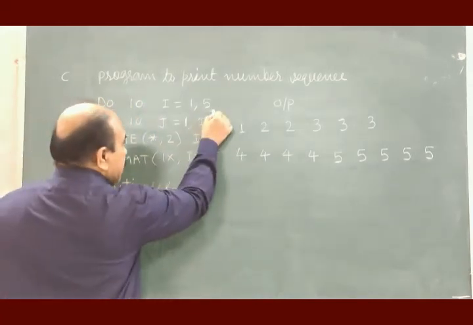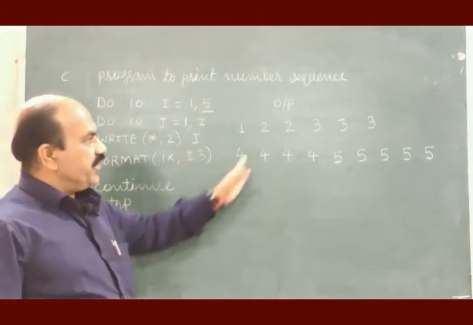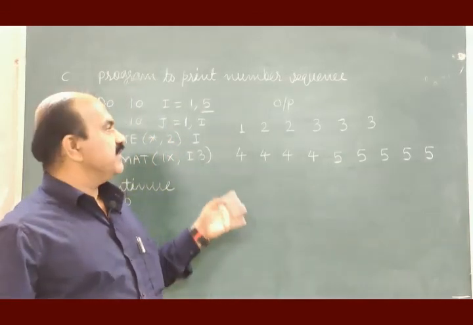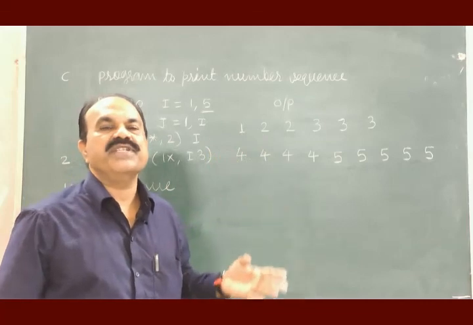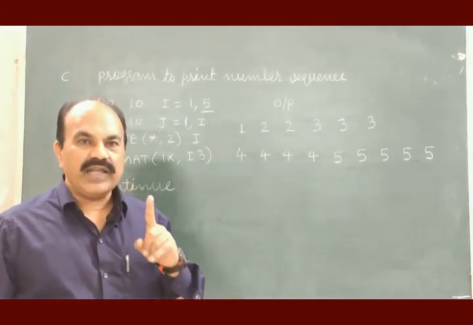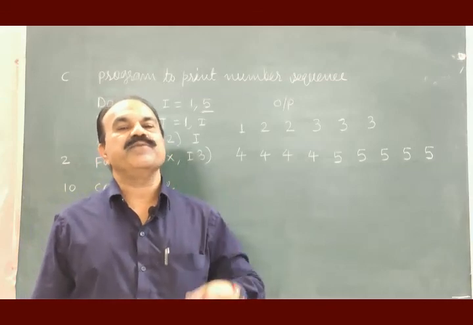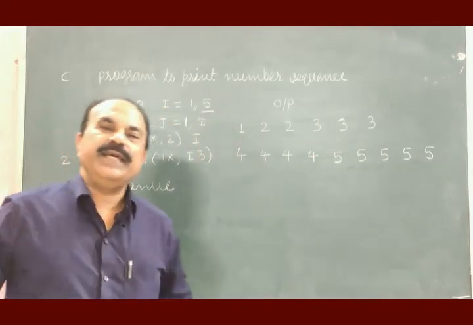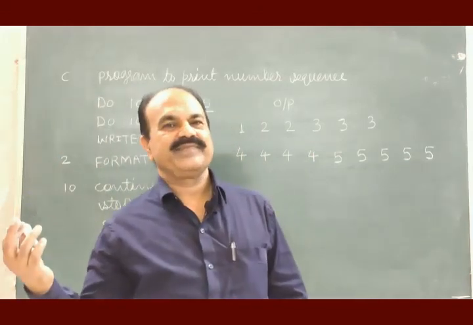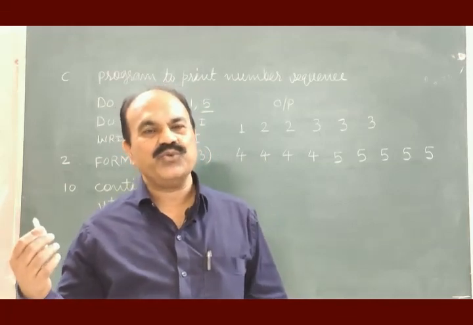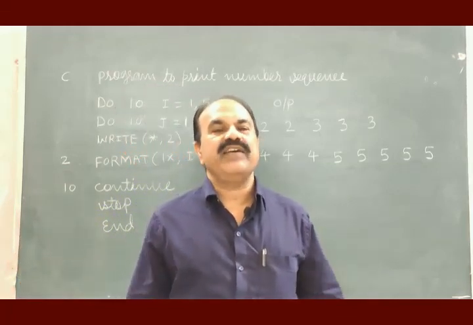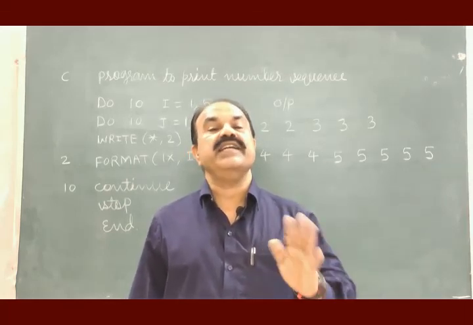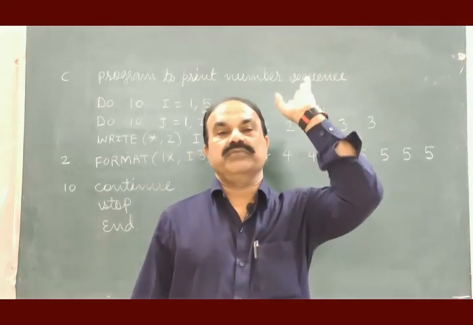So, if you change this value 5 here, you can continue this sequence to any number. If 6 is there, from 1 to 6 the numbers will be printed. 1 printed only once, 2 printed 2 times, 3 3 times, 4 4 times, 5 5 times, 6 6 times. If I write 100 here, the same thing will be repeated, with 9 printed 9 times, 10 printed 10 times, and so on.